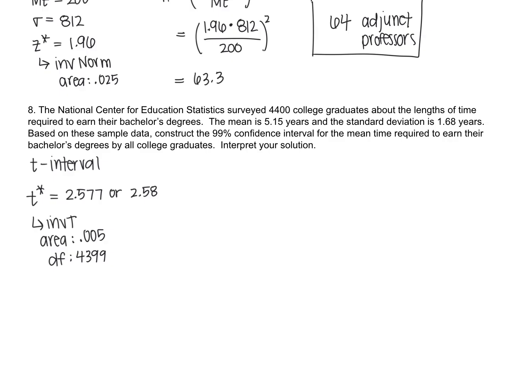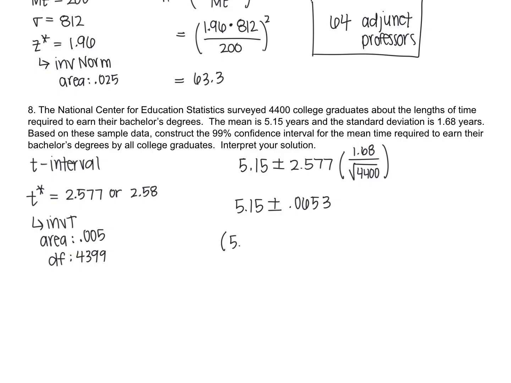So when we set up the confidence interval, we use our mean, 5.15, plus or minus our critical value, 2.577, times our standard deviation, 1.68, over the square root of n, which is 4,400. So that becomes 5.15 plus or minus 0.0653, which when we add and subtract gives us the interval 5.085 to 5.215. And then the last step is to write our sentence.